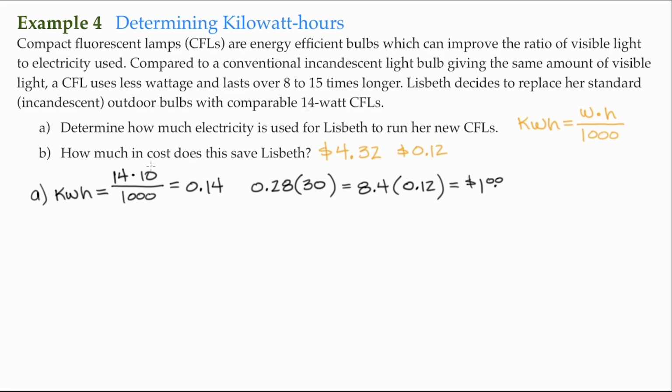So then how much in cost does this save Lisbeth? Well, if running the incandescent bulbs from the earlier example cost her $4.32, then we'll just subtract out the $1 that it costs for the CFLs. And she's going to save $3.32.